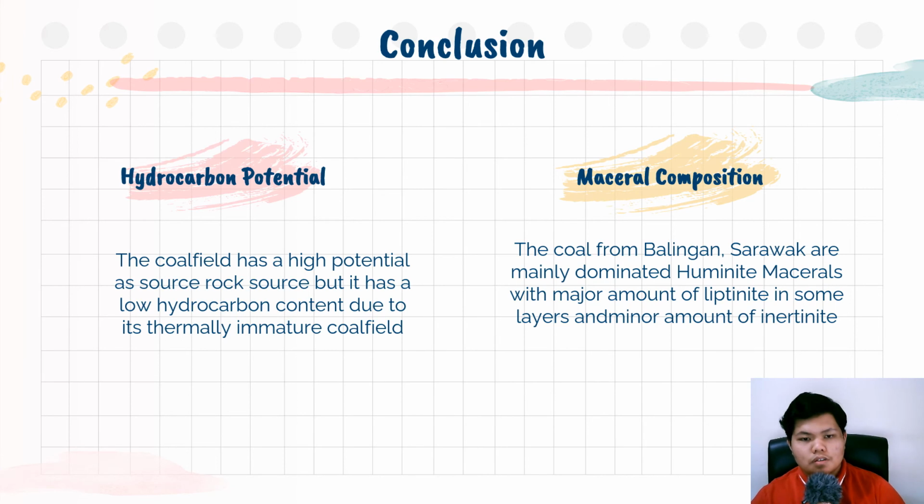For the conclusion, we have 2 points. The first point is hydrocarbon potential. The coal field has a high potential as a source rock due to the liptinite maceral value, but it has a low hydrocarbon content due to its thermally immature coal. The second point is maceral composition. The coal from Balingian, Sarawak is mainly dominated by huminite macerals, with a major amount of liptinite maceral in some layers of the rock and a minor amount of inertinite macerals in the rock.